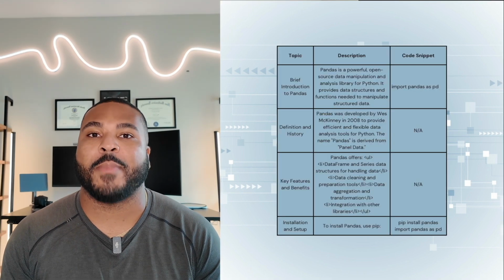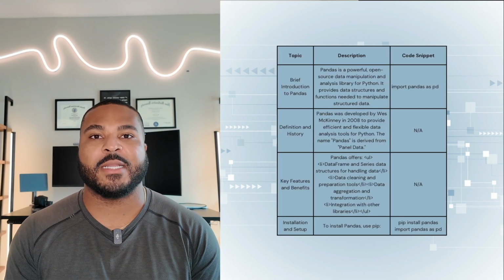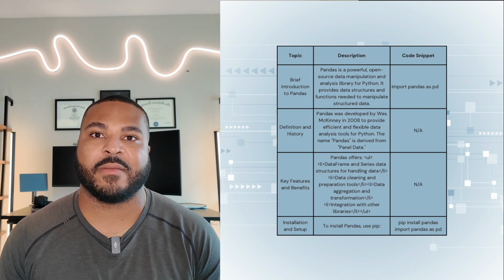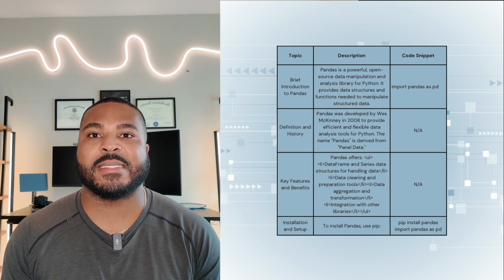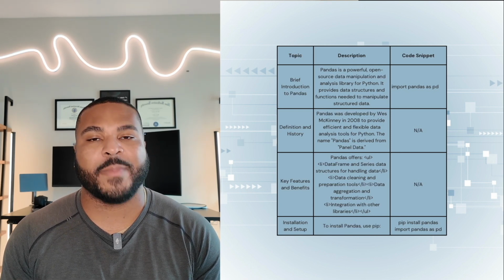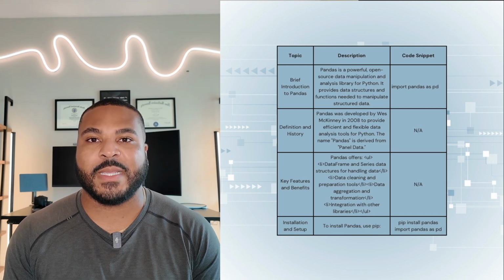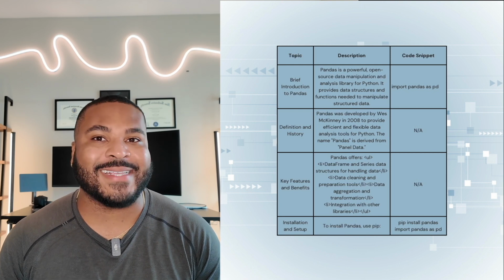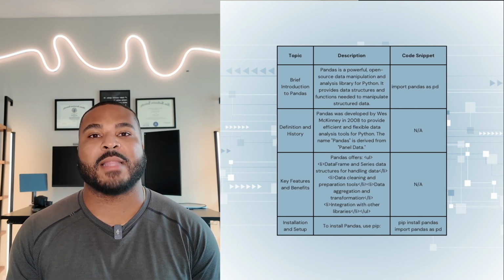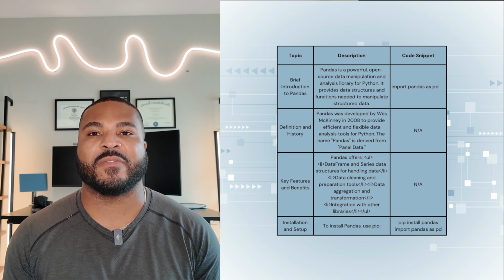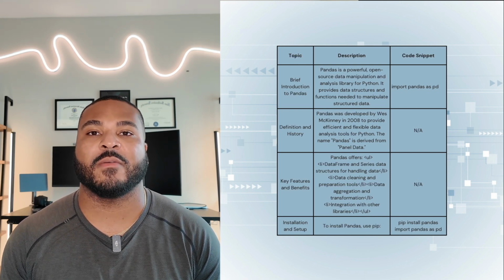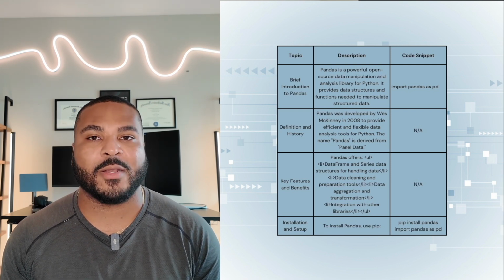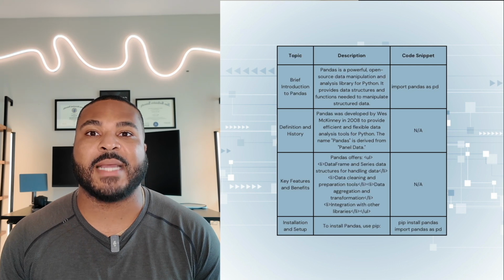So Pandas is a powerful open source library for data manipulation and analysis in Python. It provides data structures like DataFrame and Series, which are essential for handling structured data. With Pandas, you can perform data cleaning, transformation, and visualization efficiently. Pandas was developed by a guy named Wes McKinney in 2008. The library was created to provide a more flexible and efficient tool for data analysis in Python. Fun fact, the name Pandas is derived from panel data, which refers to multi-dimensional data.